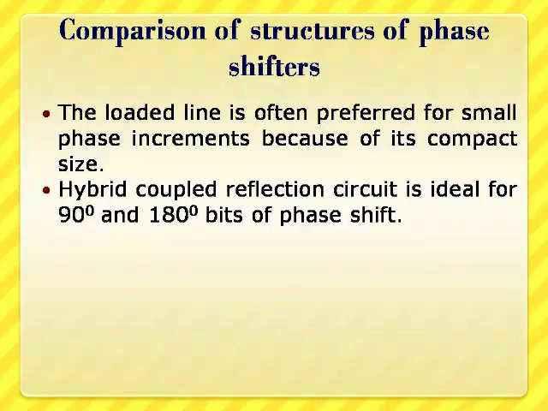So, in a phase shifting network, we use combinations of these different types. For 90 and 180 degrees phase shift, we use the hybrid coupler. For small phase increments like 22.5 degrees, we go with the loaded line, and for other cases, we may go with the switched type and other things. So, combinations are the best choice.